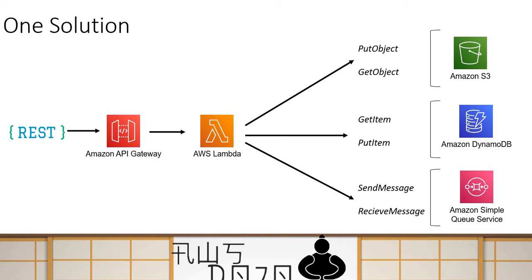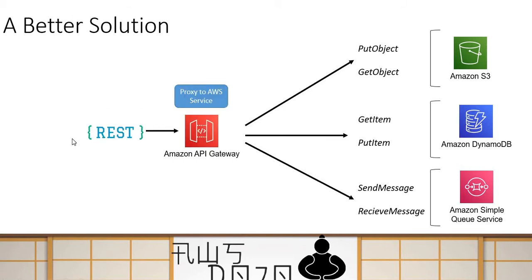The better solution is that you create the REST API where you configure API Gateway as a proxy to the AWS service. Here the AWS service could be S3, DynamoDB, SQS, SNS, RDS, you name it. And then this proxy service simply calls these API methods, passing the message and getting the job done.